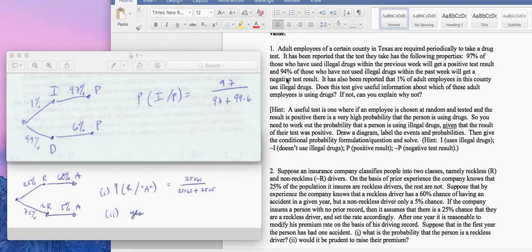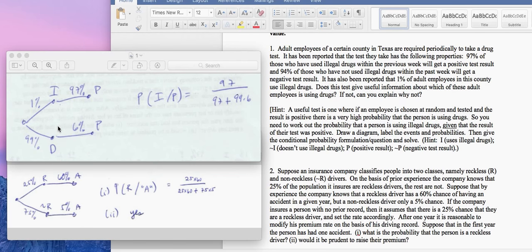Well, let's document this. First, you diagram. So you got two sides. Either I, they're illegal drug users, or the other side, D, they're not drug users. Sorry, I changed this slightly. This should be I and not I, right? Doesn't use illegal drugs. Instead of D, you should have I there.